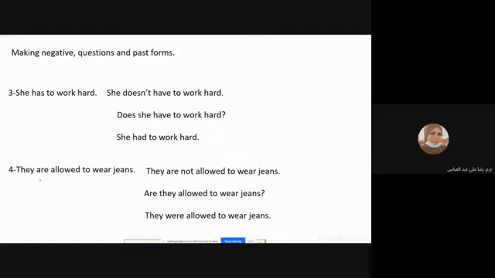Four: they are allowed to wear jeans. We said that are allowed is used to express permission, just like we can say they can wear jeans. Negative, we say they are not allowed to wear jeans. In a question, we put are before the subject, so we say, are they allowed to wear jeans? And in the past, we change are into were. They were allowed to wear jeans.